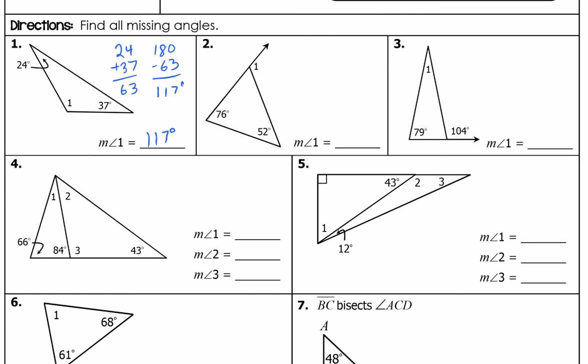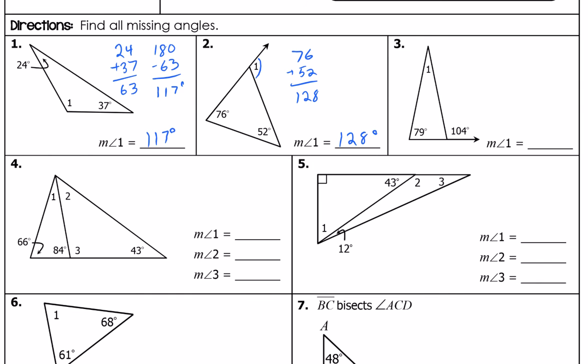Example 2 has an exterior angle with angle 1. So to find that, we have the two remote interior angles that we are just going to add together. 76 plus 52 ends up giving us 128 degrees.